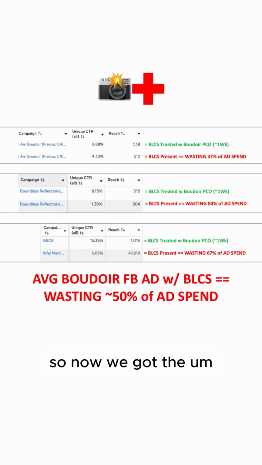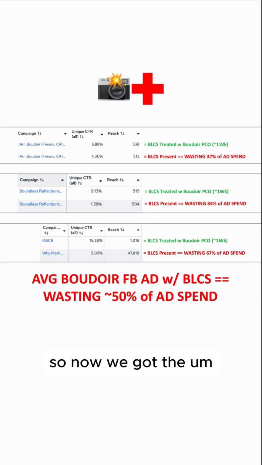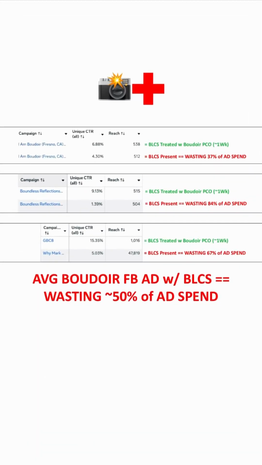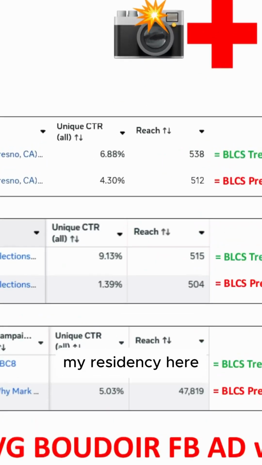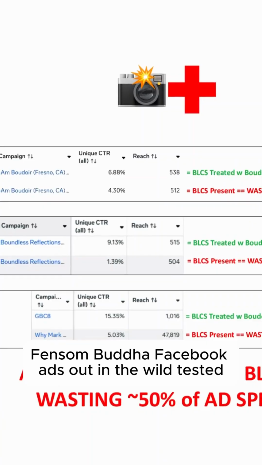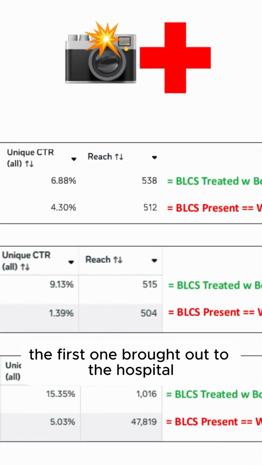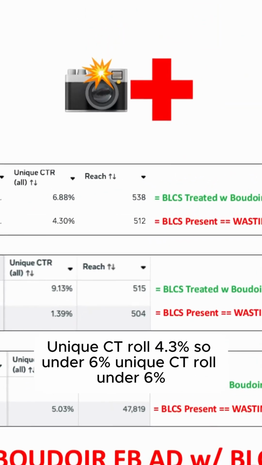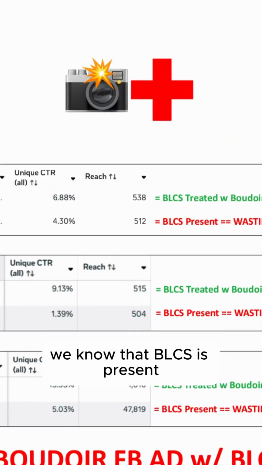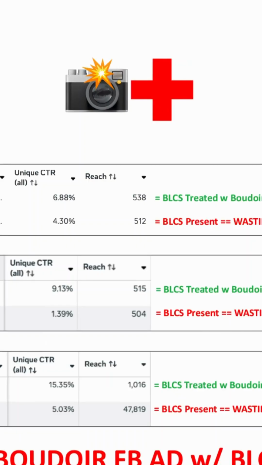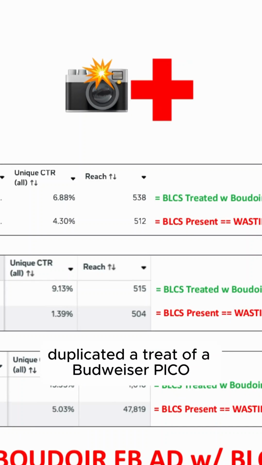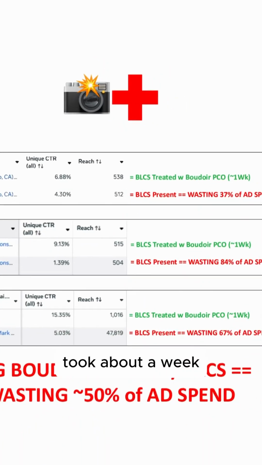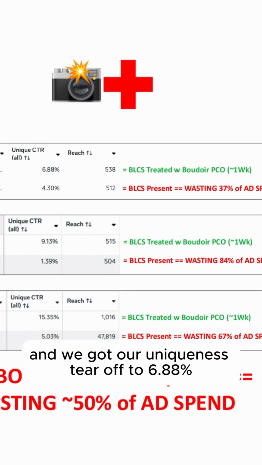So now we got my residency here. Found some boudoir Facebook ads out in the wild. Tested the first one, brought it to the hospital. Unique CTR 4.3%, so under 6%. We know that BLCS is present. We duplicated it, treated it with boudoir Pico. Took about a week, and we got our unique CTR up to 6.88%.